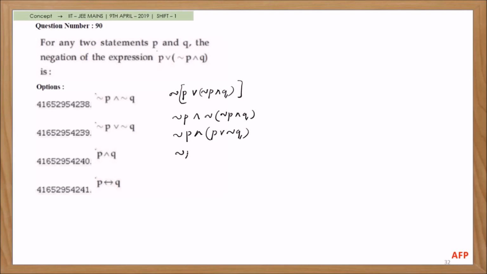So P and Q, or, and not P and not Q, we got. So this is always a contradiction, or not P and not Q. Contradiction and any statement, you are getting not P and not Q. So option 1 it follows.